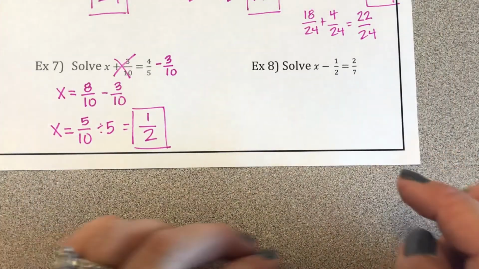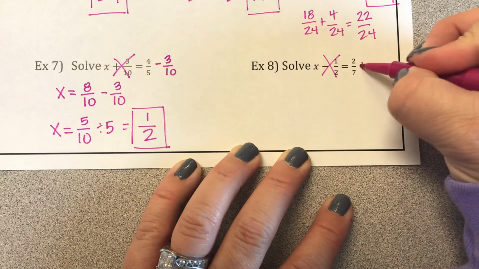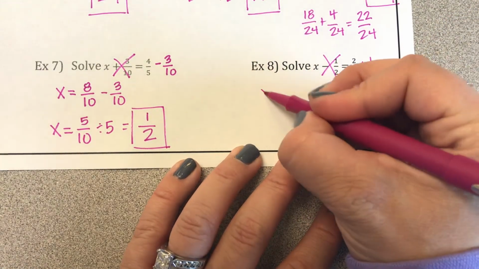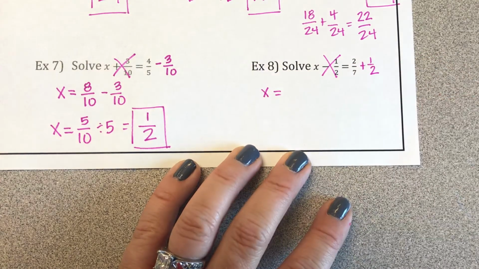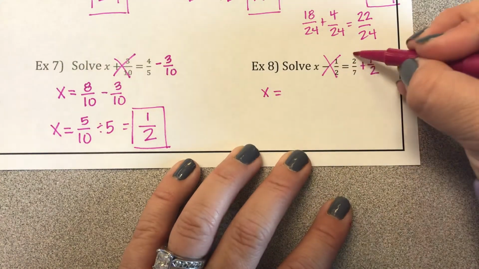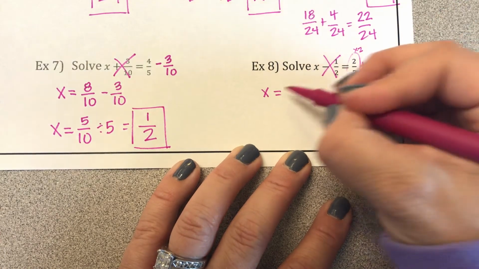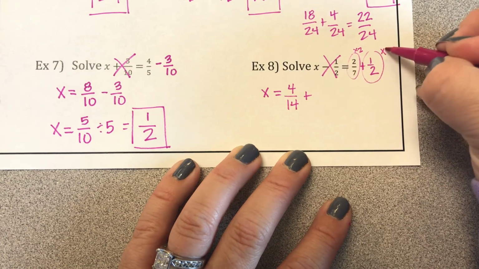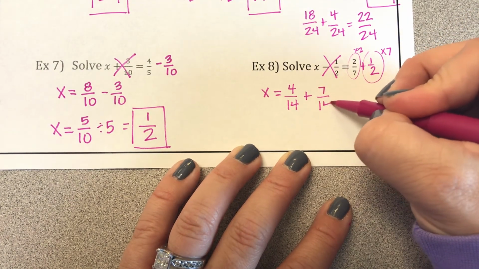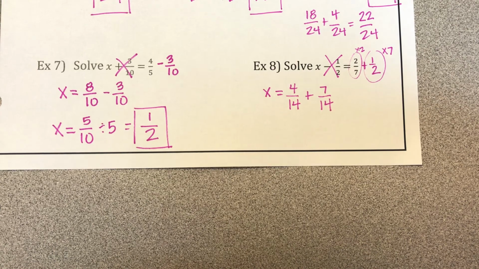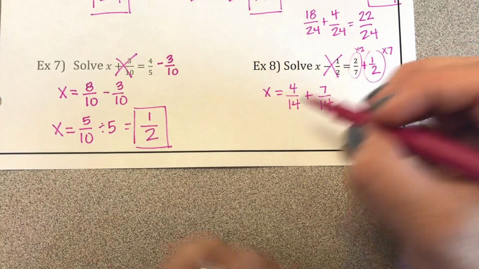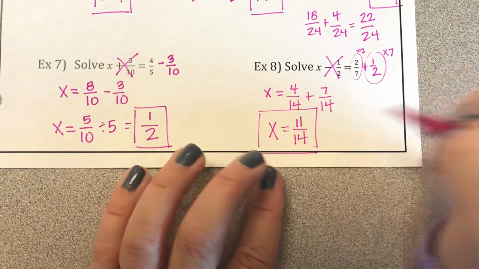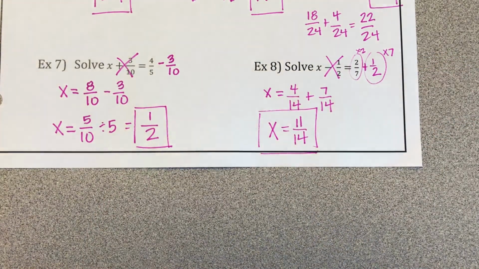Same thing over here. The opposite of subtracting 1/2, to undo that, I'm going to add 1/2 to both sides. A common denominator between 7 and 2 would be 14. So this fraction I would multiply by 2 to get 4/14. This fraction I would multiply by 7 to get 7/14. 4/14 plus 7/14 would give me 11/14. They don't have any common factors, so that's the simplest form.